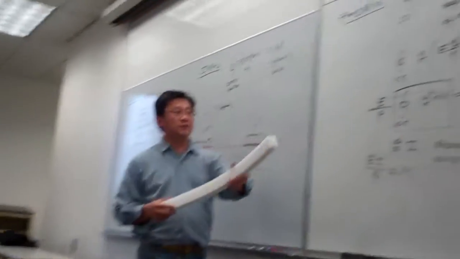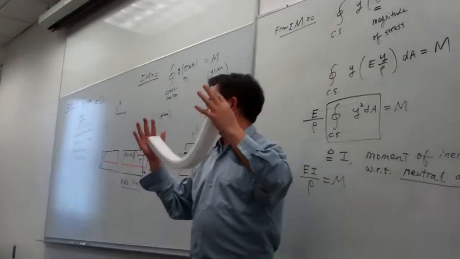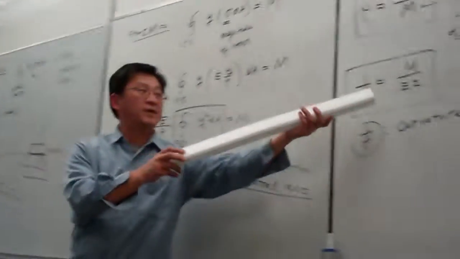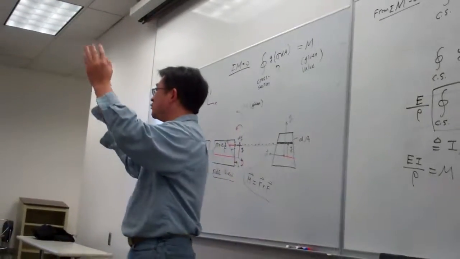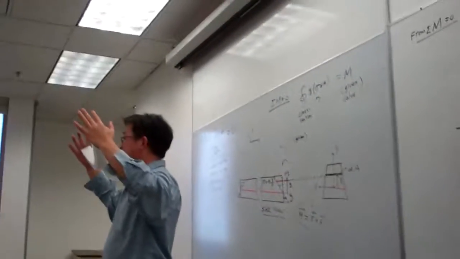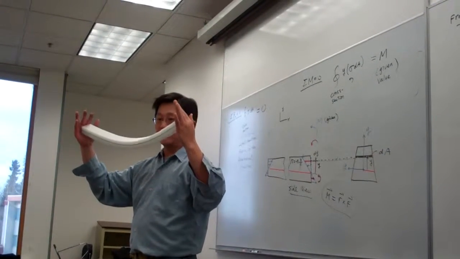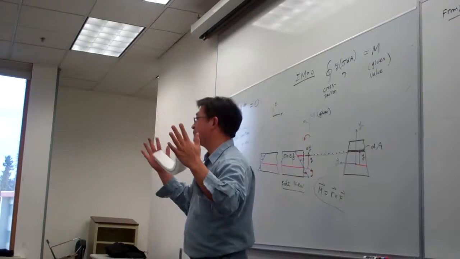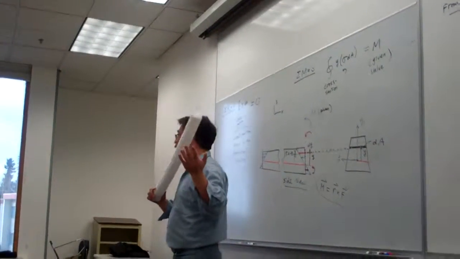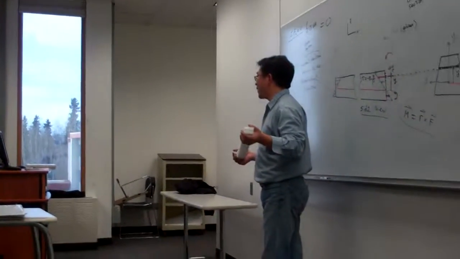So the curvature is proportional to M. But also curvature is governed by EI. EI is called the bending rigidity. If this is steel, and I apply the same bending, I can hardly bend it because steel has a larger value of EI. Okay? So that is how we got all the equations. For the bending, we will go through a lot of examples.